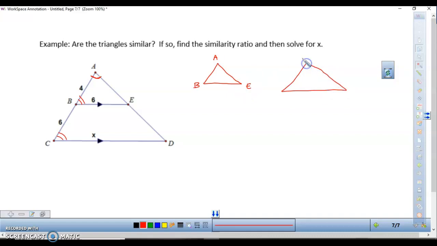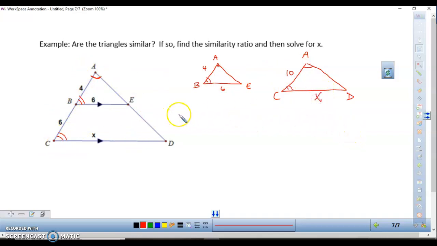All right, I'm going to try to draw the big one here. Again, I know this is terrible drawing. This is A, that's C, that's D. I know that angle A is congruent to angle A by the reflexive property, and I knew that angle ABE was congruent to angle ACD because corresponding angles are congruent when you have parallel lines. Now I'm going to label the triangle. This is 4, this is 6. I got that from here and here. Now notice AC is this entire length, which is 10, and CD is X.